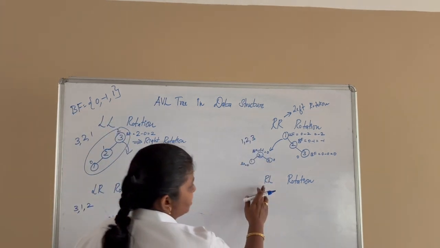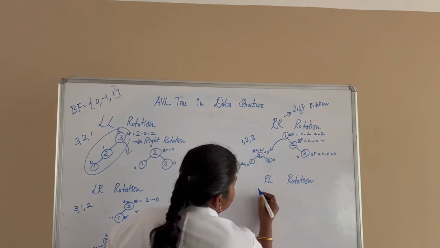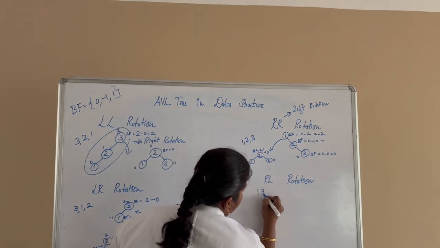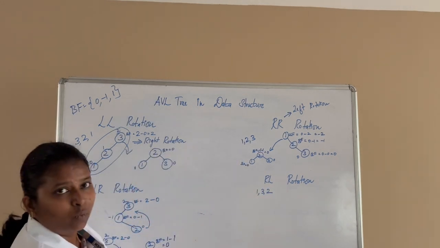So the last rotation is RL rotation. Consider the insertion of values 1, 3 and 2.